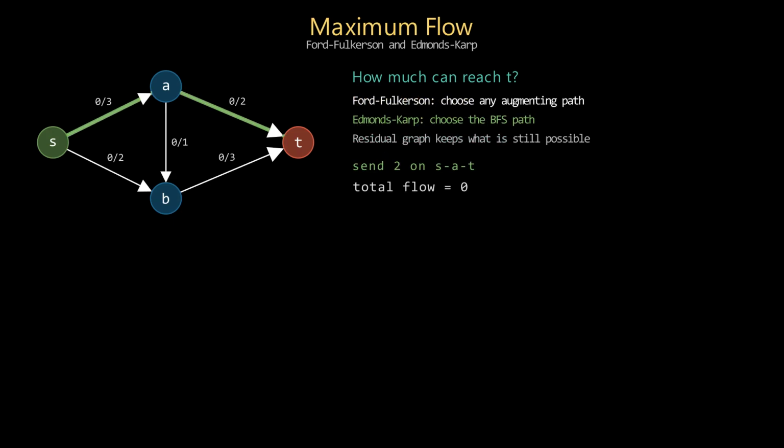Each green route is an augmenting path from source to sink. The amount we can send on that path is limited by its smallest remaining capacity. After each route, the total flow increases. Edmonds-Karp is the disciplined version. It is Ford-Fulkerson where each augmenting path is chosen by breadth-first search.